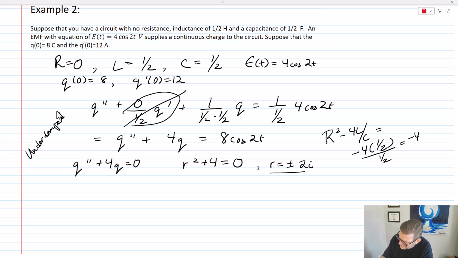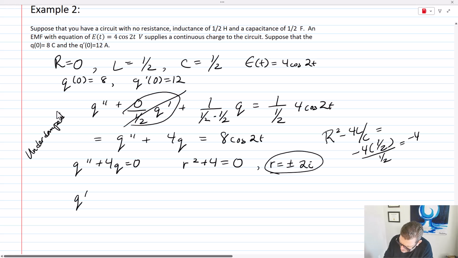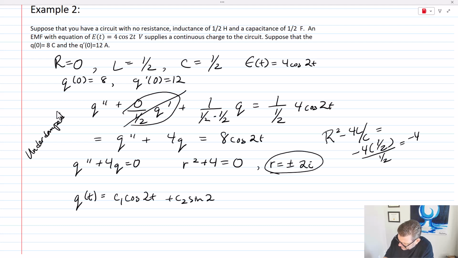Now, given the fact that I have a solution of R equals plus or minus 2i, that tells me that Q of t equals, and we're going to get no e to the a term. We're just going to have the b term here. So it's going to end up being C1 cosine 2t plus C2 sine 2t.